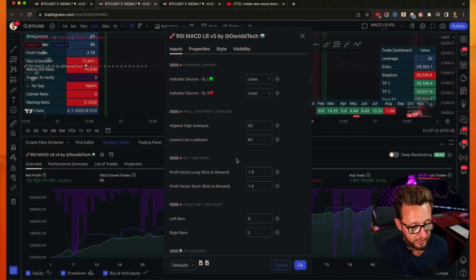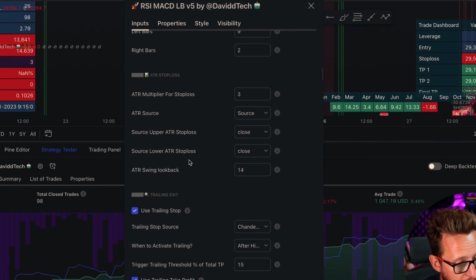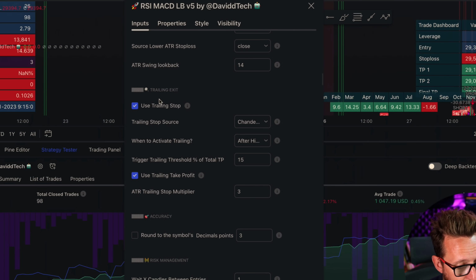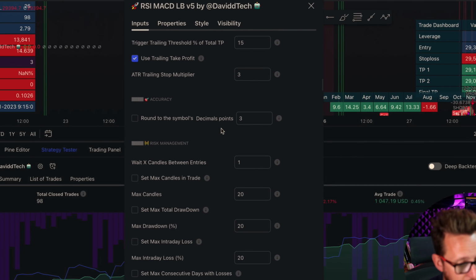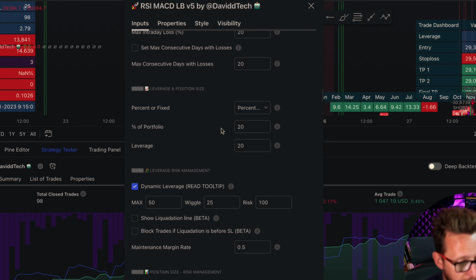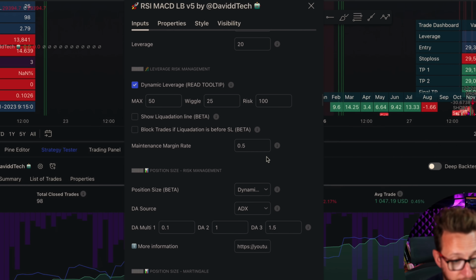Let's go through some of the settings very quickly. ATR over here, as you can see, set to 3. As I said, for the take profit, we are trailing using the chandelier trailing stop loss. We have the dynamic leverage set to 20 over here.